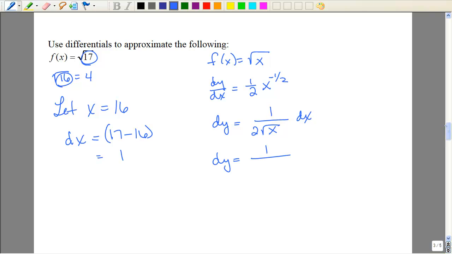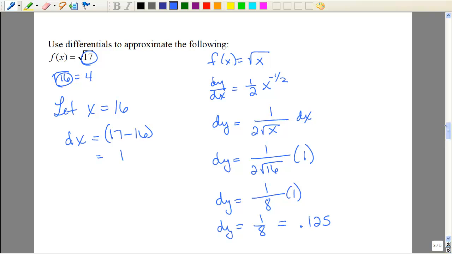Let's see what this would bring us. So that would be 2 times the square root of 16 on the bottom times 1. So 2 times the square root of 16 is 4 times 2, that's 1/8. What does this mean? It means the change in the y value is 1/8, and I know that to be 0.125. And you're going, well, that's not the square root of 17.